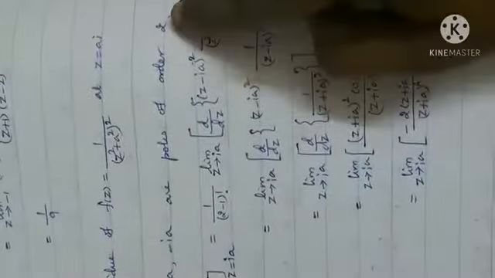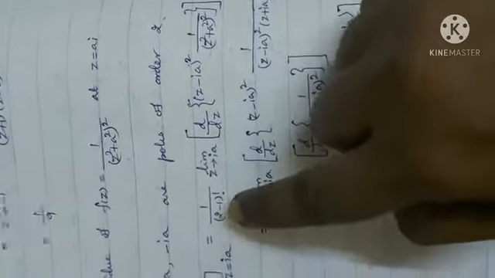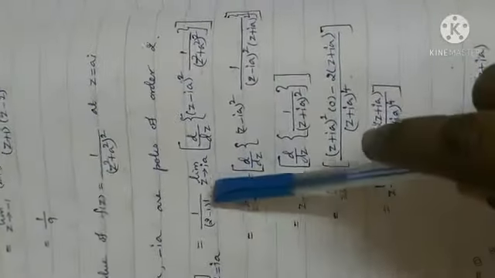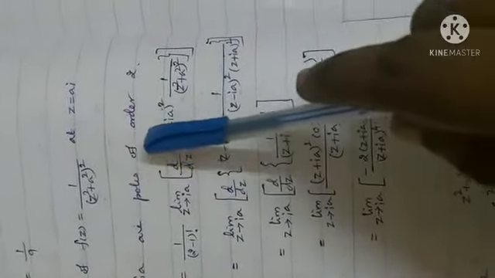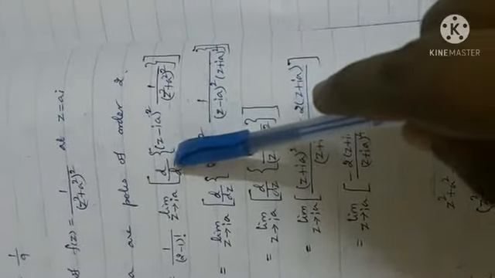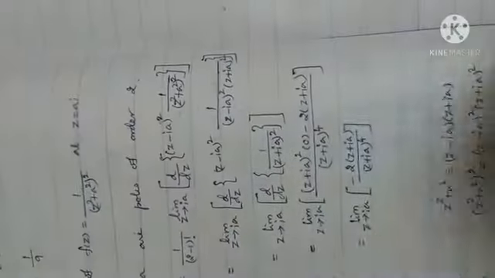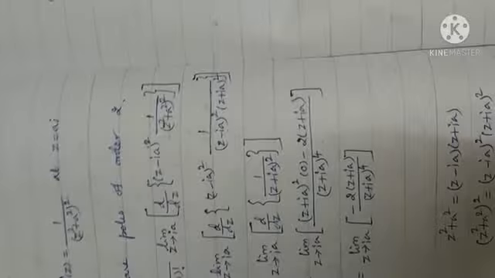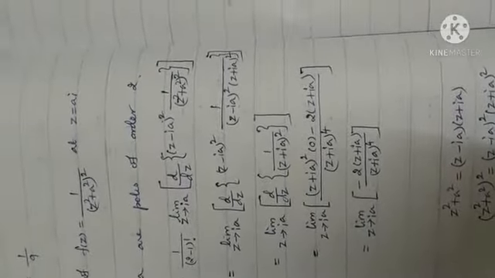So let us replace m. Our m is 2. (2 minus 1) factorial, d power 2 minus 1 by dz power 2 minus 1, (z minus ia) whole to the power m, and 1 by z square plus a square.